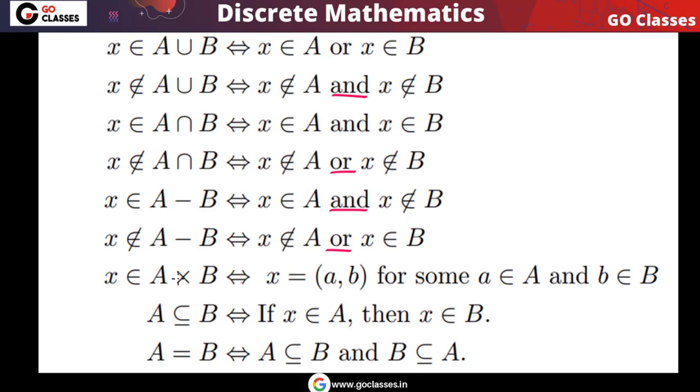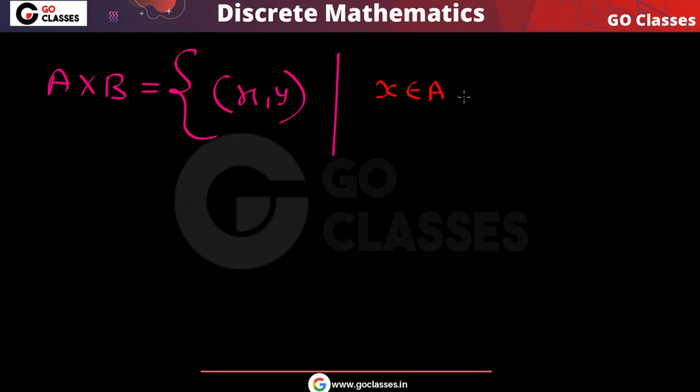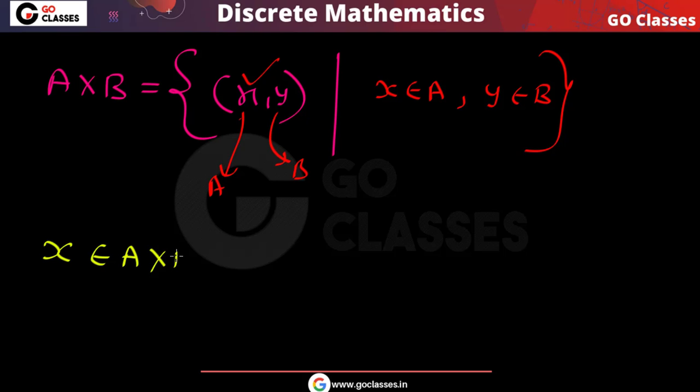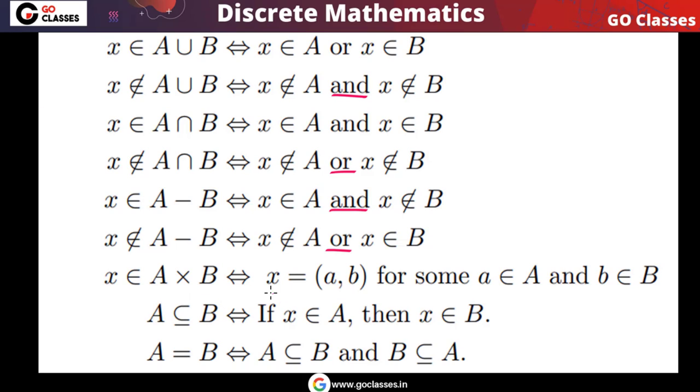If X belongs to a cross product, it means X is an ordered pair. This is the definition of cross product, A cross B. In this we have ordered pairs where the first element comes from A and the second element comes from B. Now, if some element X belongs to A cross B, then this X is an ordered pair, where the first element is coming from A and the second element is coming from set B. So you can notice that if X belongs to A cross B, then X is an ordered pair (a, b) for some a from set A and b from set B. And this is the definition of subset.